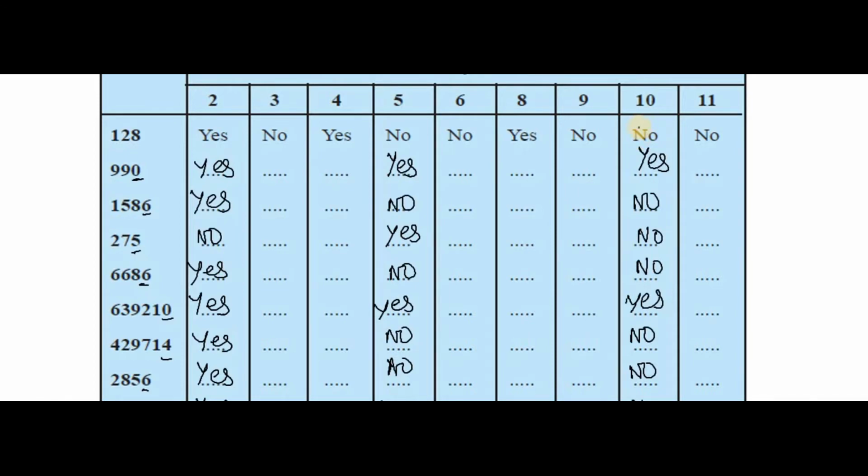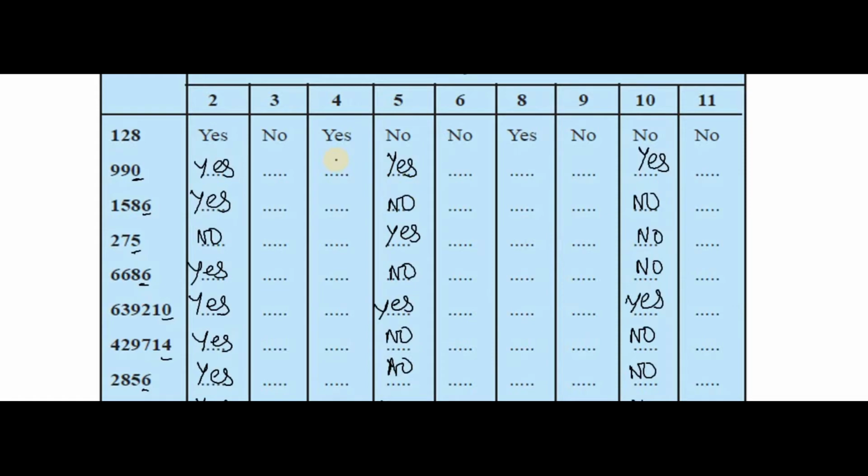So that is the reason we say that all the numbers which are divisible by 10 are divisible by 5 also. If you want, you can check. Wherever you have written yes for 10, it is also written yes for 5. But sometimes we wrote yes here and no there, because the ones place is 5 here, whereas the ones place should be 0 for 10.